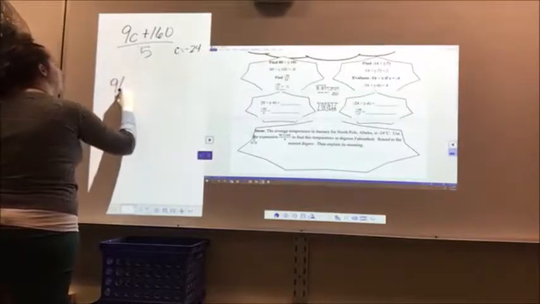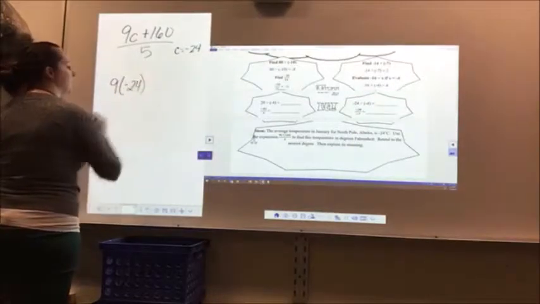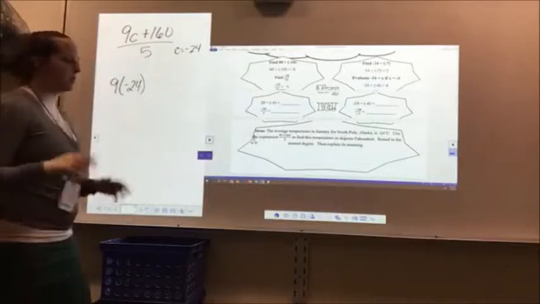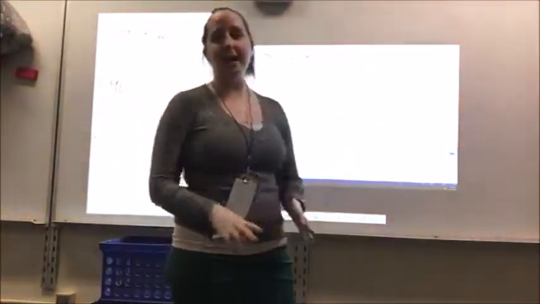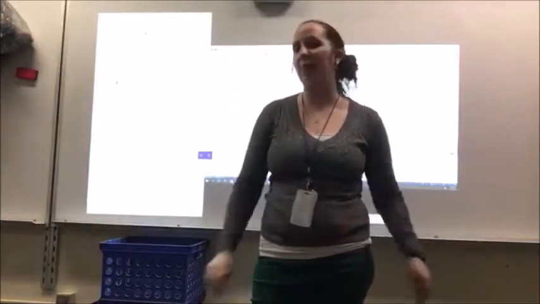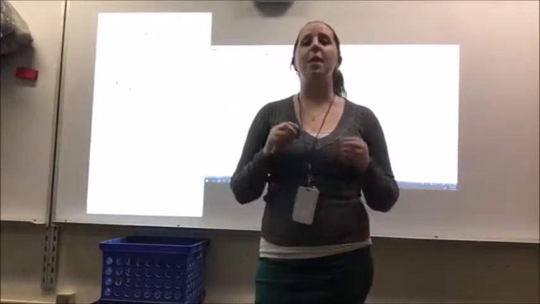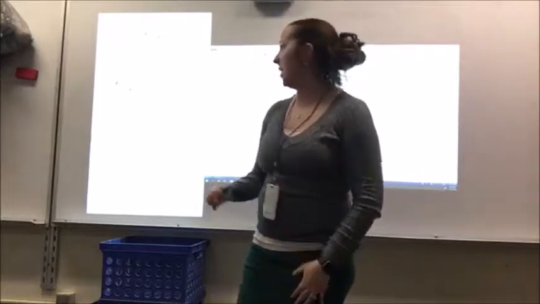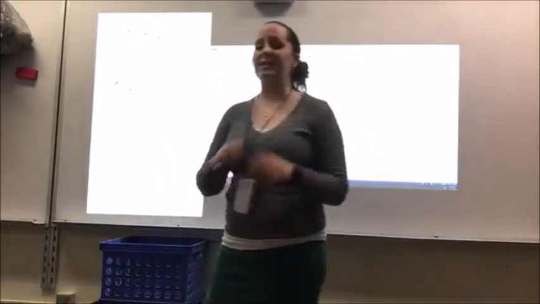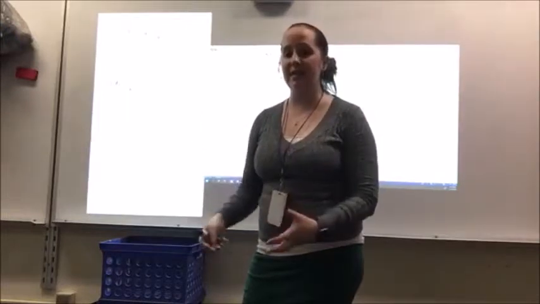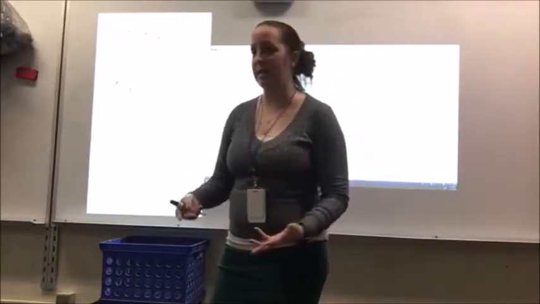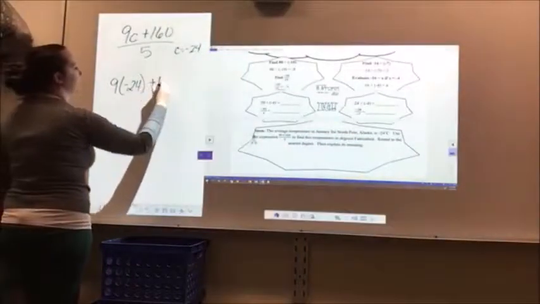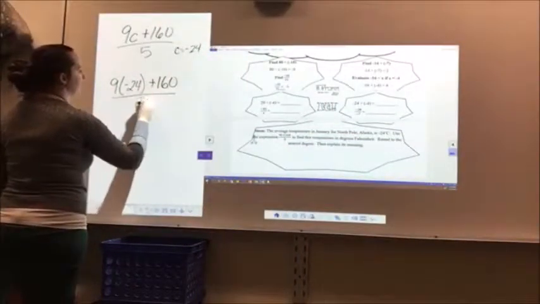So 9, negative 24. This does not mean that you just put the 24 right next to the 9 and say 924. That is not what that means. It means multiply. There's an invisible multiplication symbol there. Okay? So 9C means 9 times C. 9 times your value of C. So 9 times negative 24 plus 160 divided by 5.